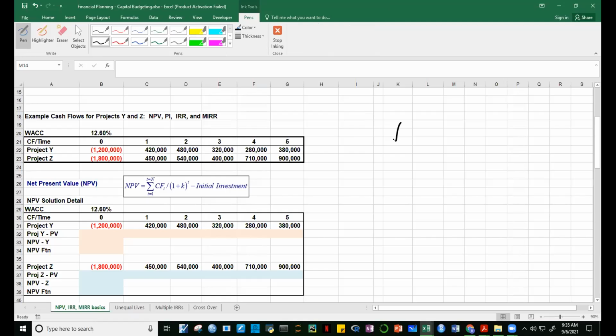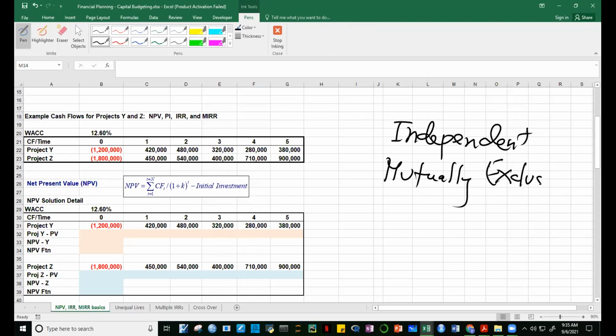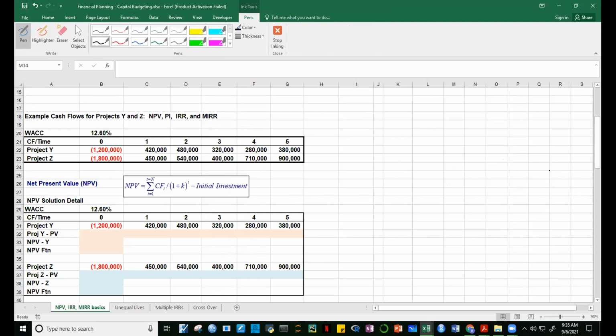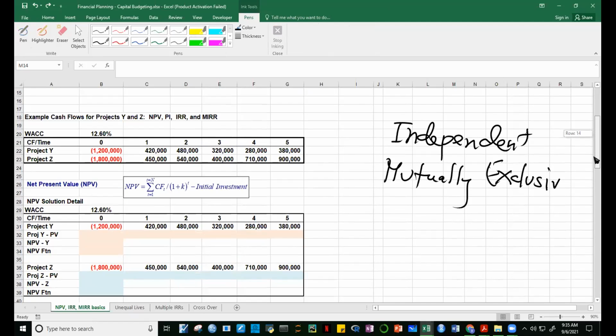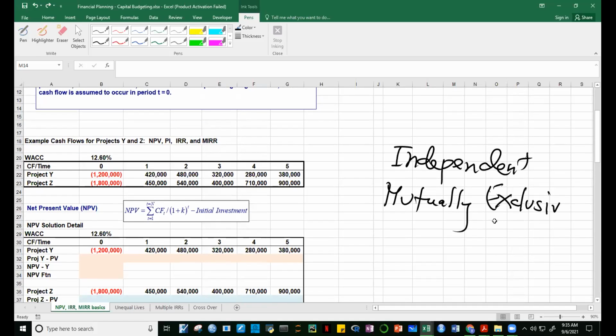Okay, independent. Projects can be independent or they can be mutually exclusive. What's the difference between independent projects and mutually exclusive? Okay, when projects are independent, guys, the choice of one does not affect the other. It means you can choose more than one project. However, if it's mutually exclusive, sorry, there's an E at the end. When mutually exclusive, we will choose only one.